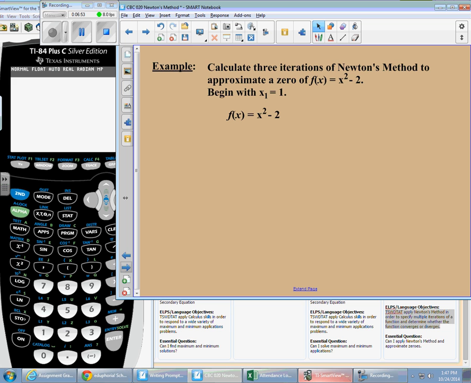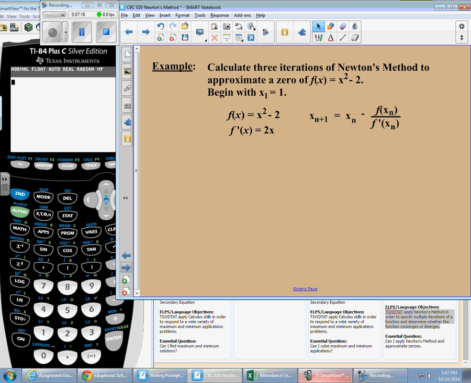So we have a function, f of x equals x squared minus 2. We need the derivative of the function. Obviously, Newton's method asks us for the derivative of the function, the equation that it has. This is an easy derivative, one that we can all agree on, I think. First derivative is 2x.